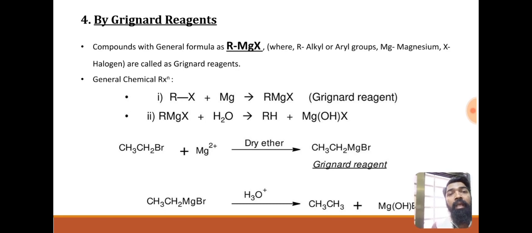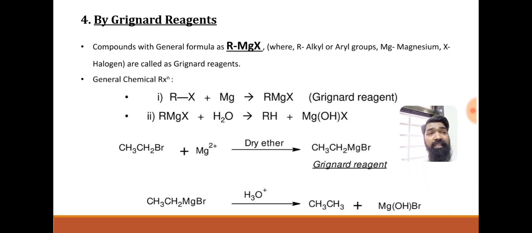So you can see the example of Grignard reagent, that is CH3CH2Br in presence of magnesium and in presence of dry ether. Dry ether is very important. You have to have the dry ether. If dry ether is not there, you cannot prepare the Grignard reagent. Grignard reagent needs dry ether.